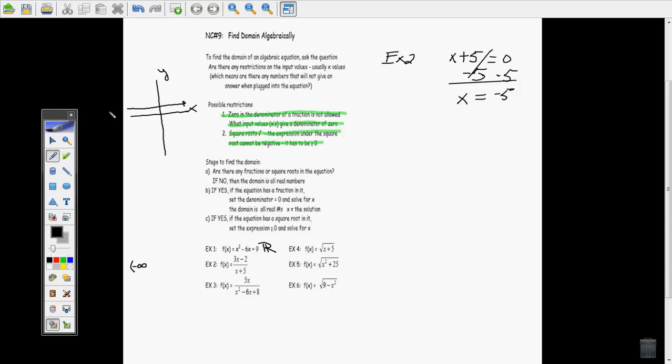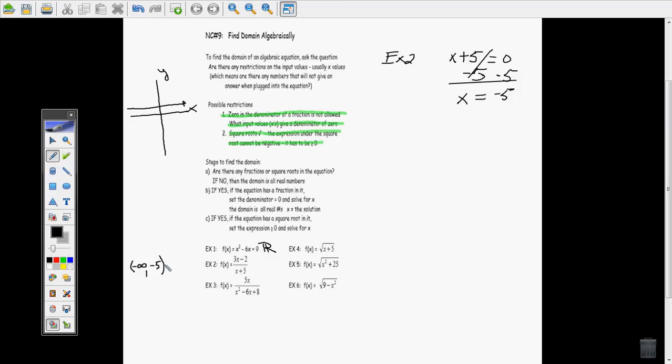Well, if I'm coming from negative infinity, how far can I go? I can go all the way up to negative 5. And it is not included. The reason for the parenthesis is because we can never have x equal to negative 5. That's why we go from negative infinity to negative 5, close parenthesis.